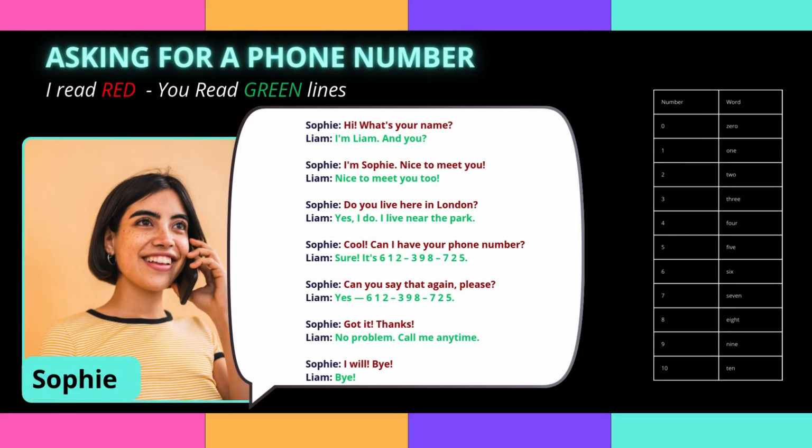Now I read red and you read green. Hi, what's your name? I'm Sophie, nice to meet you. Do you live here in London? Cool. Can I have your phone number? Can you say that again, please? Got it, thanks. I will, bye.